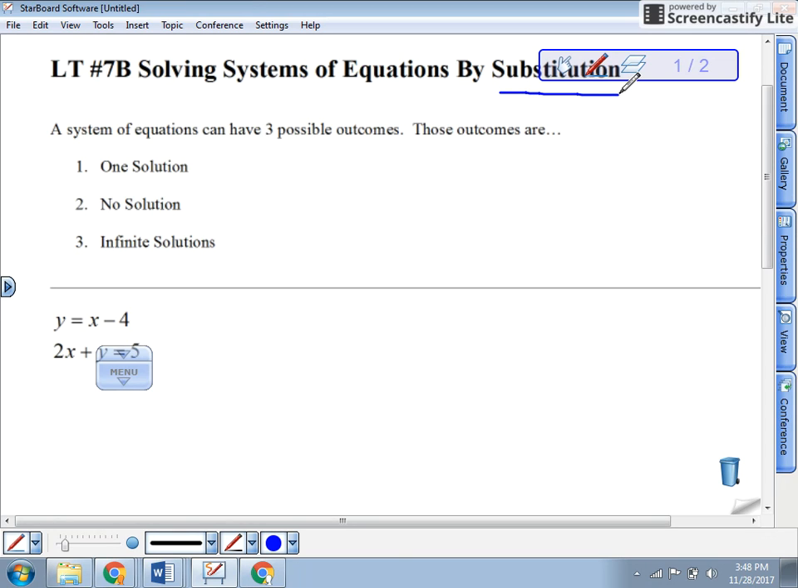Remember, a system of equations can have three possible outcomes. They could have one solution. Remember, that's an ordered pair. When we talk about solving by graphing, it's the point of intersection. So we know that there's one solution.